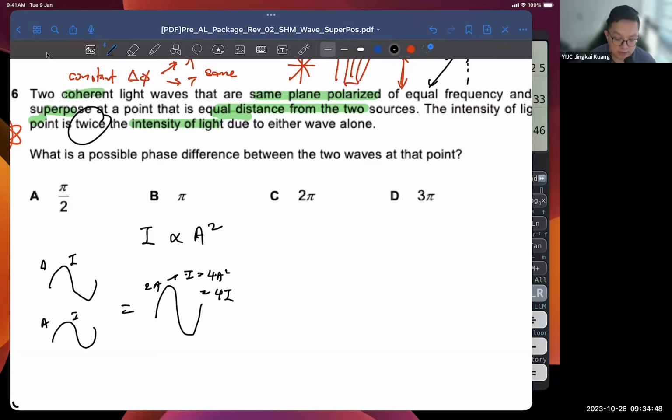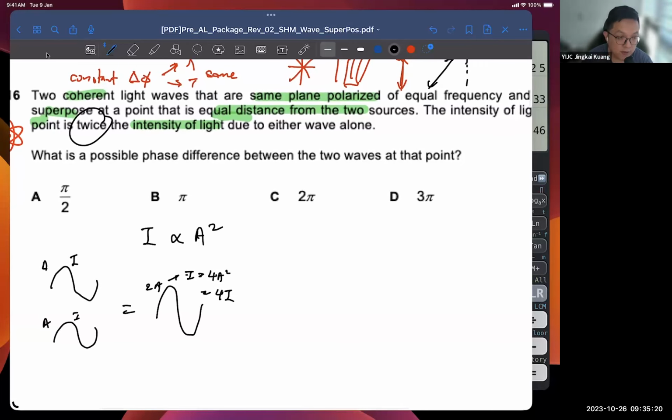So if it's an in-phase superposition, it means crest to crest, you get 4 times the intensity. So here, they are trying to trick you to think that twice the intensity means it must be in phase. That means a phase difference of 0, 2 pi, 4 pi, and so on. But that's not the case.